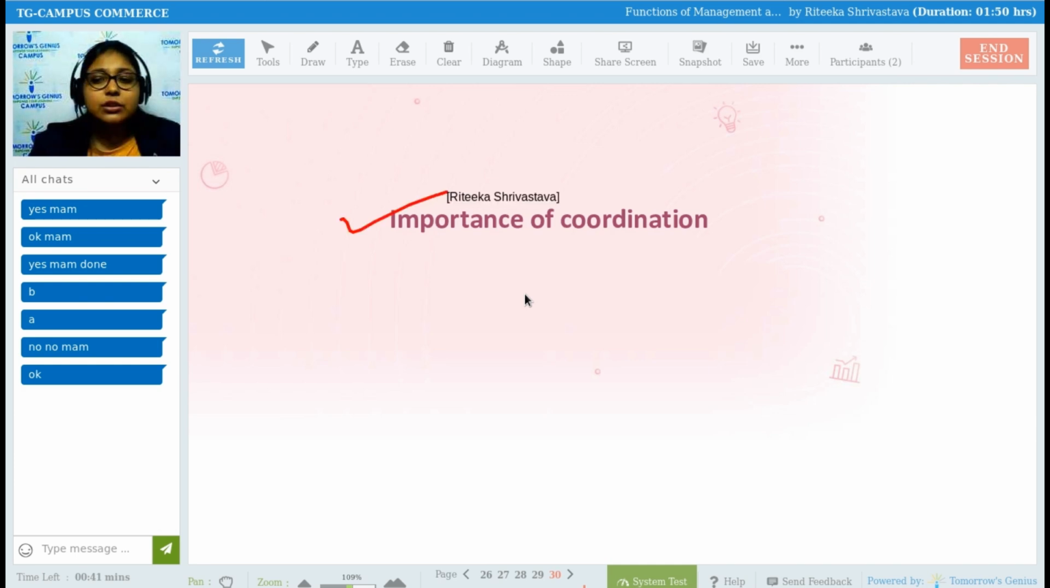Next, how coordination is important. So this is the last topic of the chapter, importance of coordination. Why coordination is important in every organization.